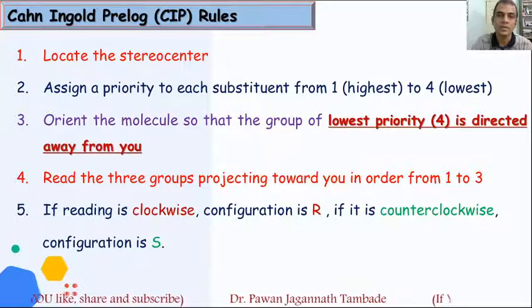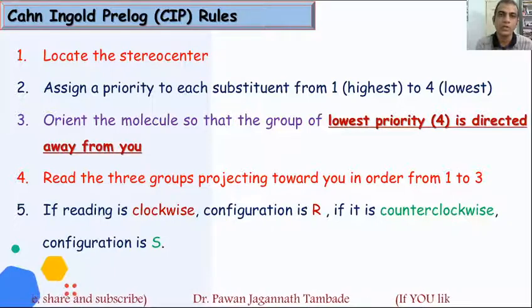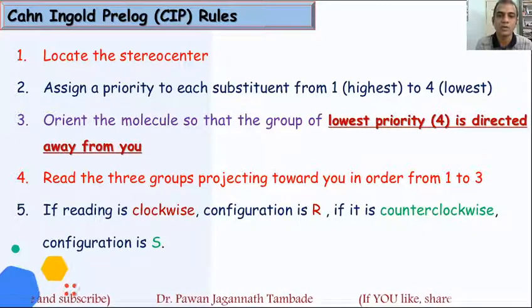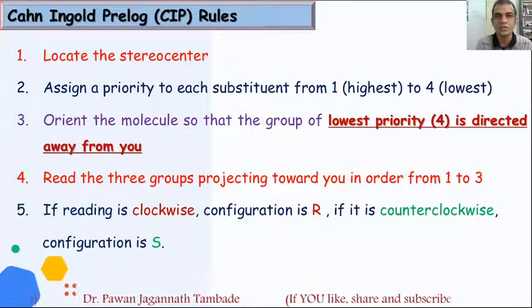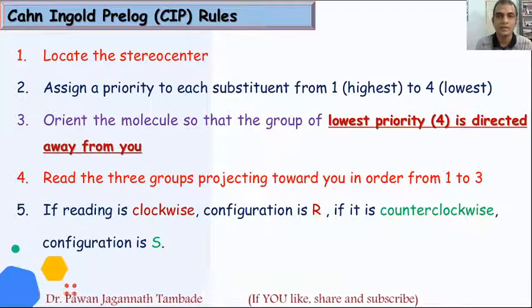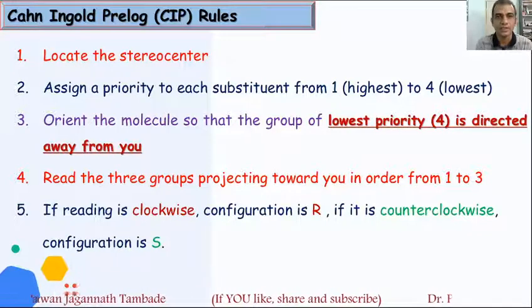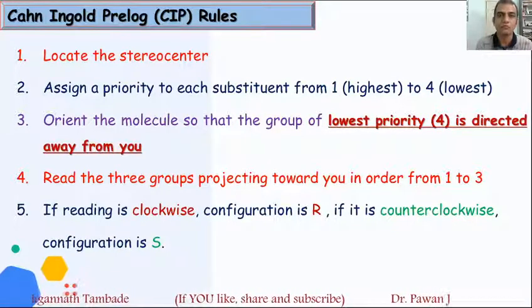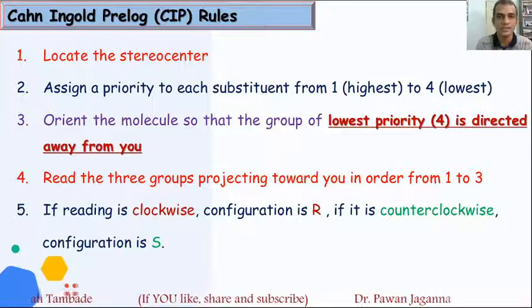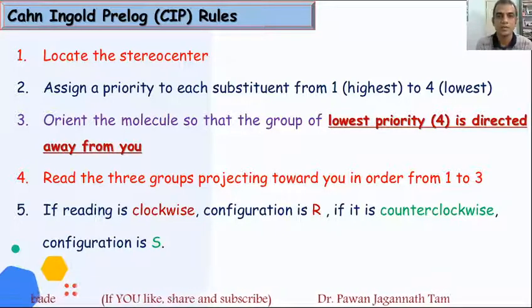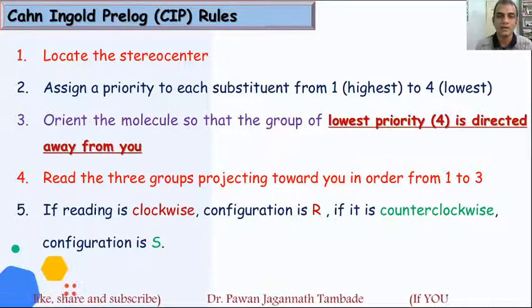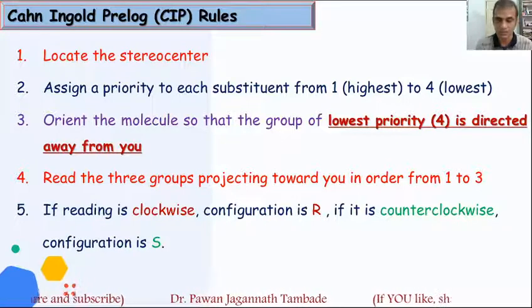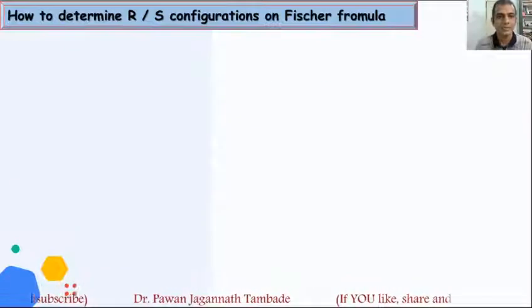Then read the three groups, that is groups 1, 2, 3, having priority 1, 2, 3 projecting towards you, and if that reading is clockwise, then that molecule has R configuration, and if the reading of groups 1, 2, 3 is anti-clockwise, then the configuration of that molecule is S configuration. So these are the rules which we apply to find out whether the molecule has R configuration or S configuration. Now look at this example.